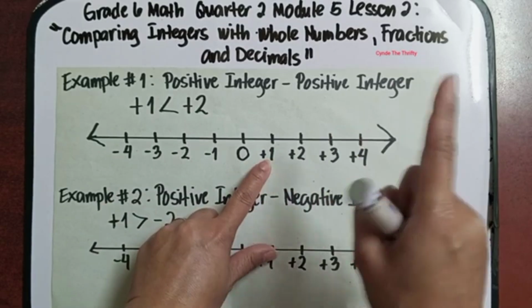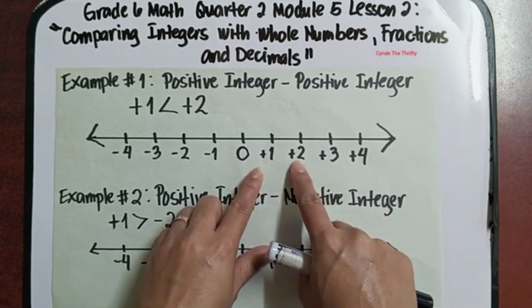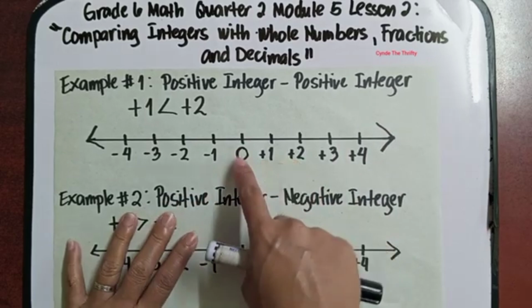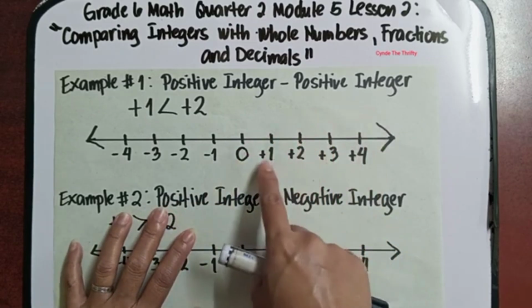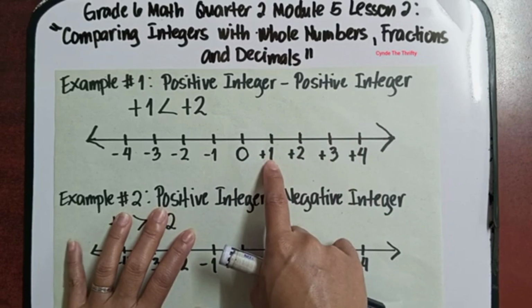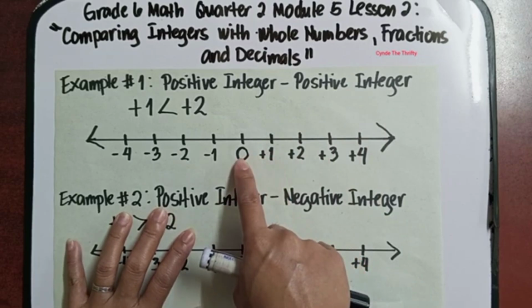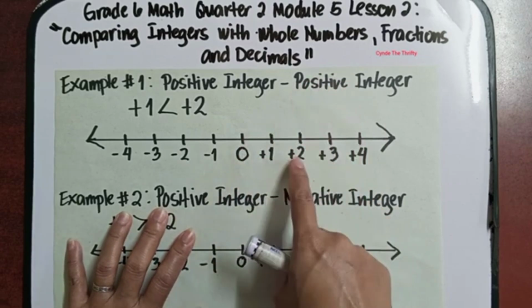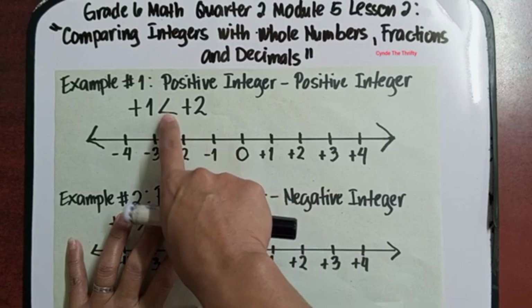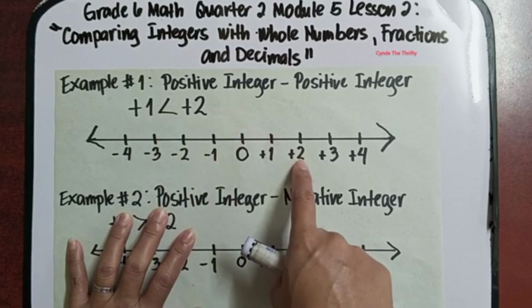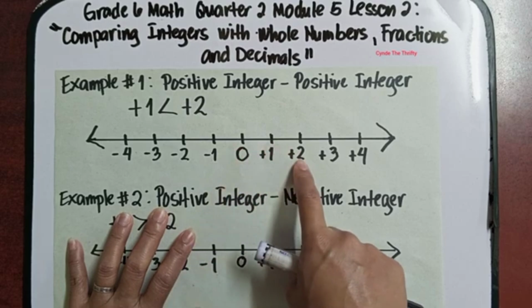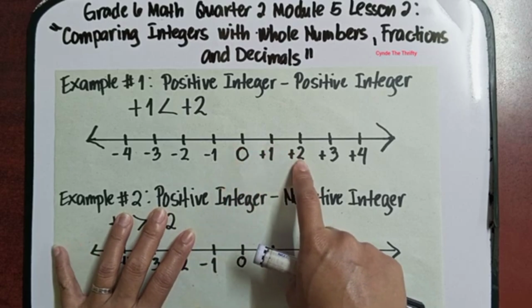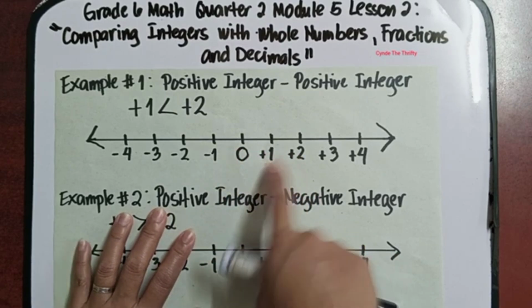So, according to our rule, sa positive integers natin, ang number na malapit kay 0 has a lesser value. And saan yung malapit kay 0? Si 1. So, si 1 mas malapit siya kay 0. Ibig sabihin, meron siyang lesser value. So, si 2 is greater than 1. Kasi mas malaki si 2 sa kanya kasi si 1 is mas malapit kay 0. So, ibig sabihin, si 2 is mas malaki ang value compare kay 1.